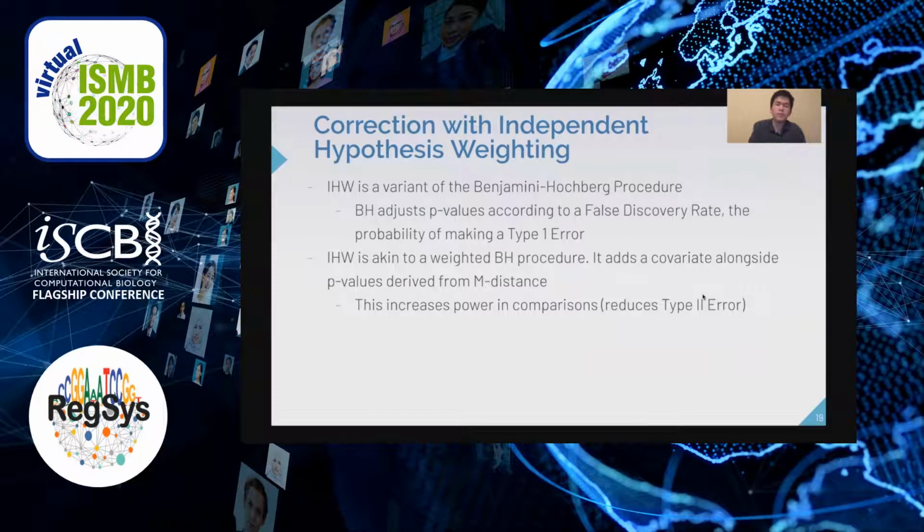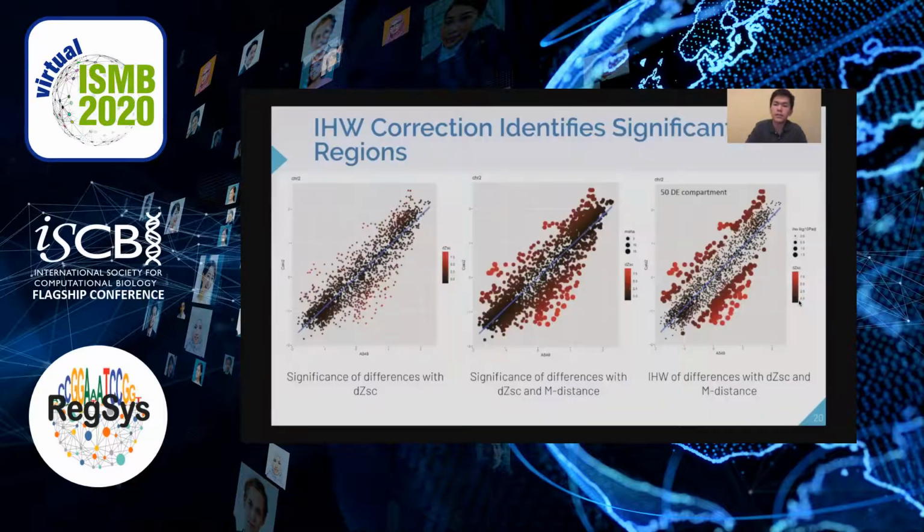We combine both of these measures in an independent hypothesis weighting, which is a variant of the Benjamini-Hochberg procedure that takes p-values derived from the Mahalanobis distance, but adds a covariate of DZ score, which will increase power in our comparisons. And as you can see in our final results, the size of the bubble here is represented by the log 10 of the p adjusted value. These points that lie outside of the bounds of replicate-wise technical variation are the ones that we call as biologically significant, ostensibly the ones that warrant further investigation.